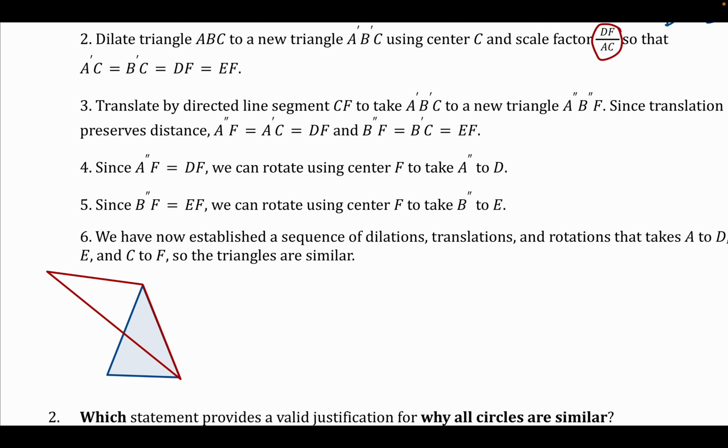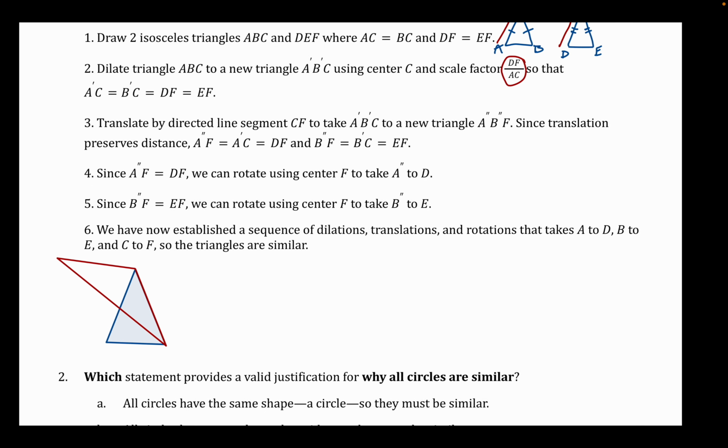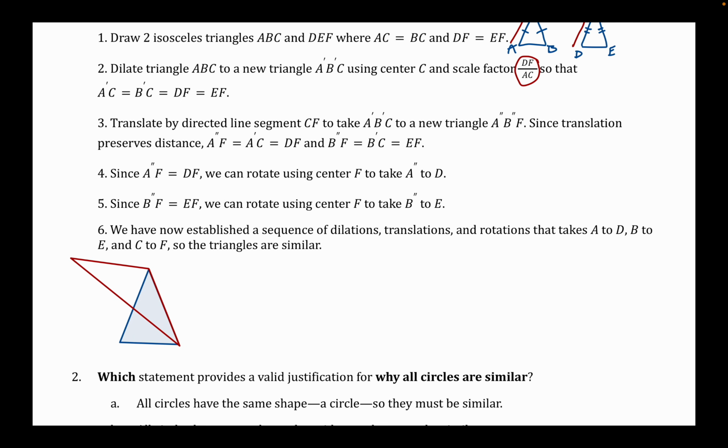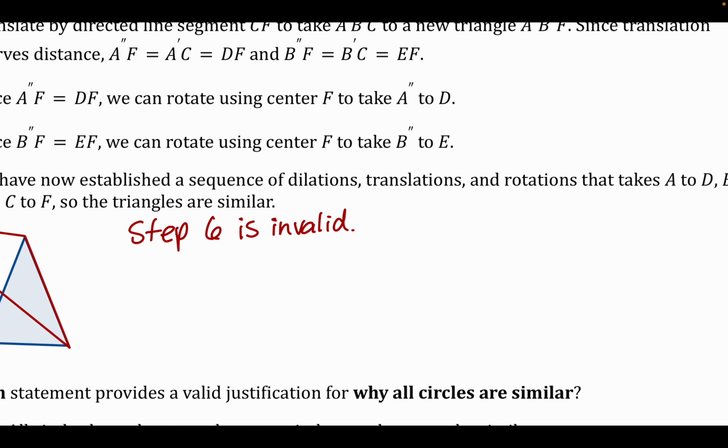So that's my problem with step 6, is that it claims something like this works. And while yes, steps 1 through 5 technically are correct, it doesn't mean that all of those points stay in the same place. So how are we going to describe this? We are going to say step 6 is incorrect, or we'll say invalid. That's what they wanted to know. Which one was invalid? So we'll say step 6 is invalid.